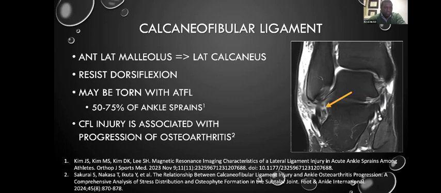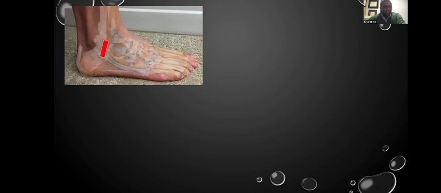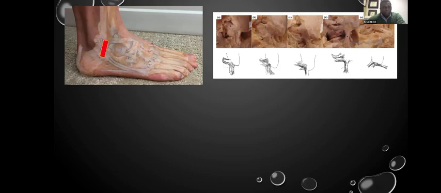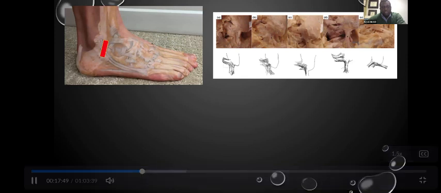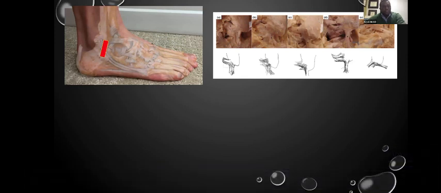However, a more recent study showed it's really important to identify these injuries because a CFL injury specifically can be associated with progression of osteoarthritis. Here we have the ankle showing the position of the probe. And just a reminder, there is variability in the location on the fibula where the origin is, but also, as I said before, whether it's superficial or deep to the ATFL. The relationship to the ATFL is variable as well.